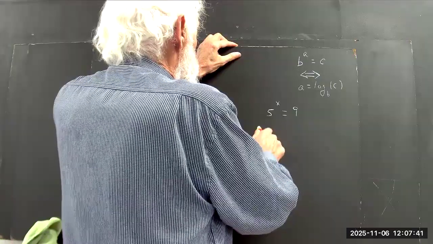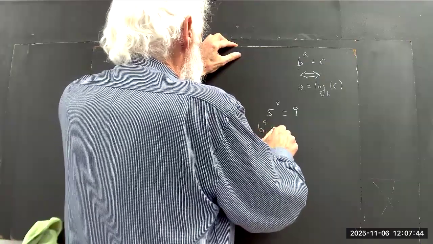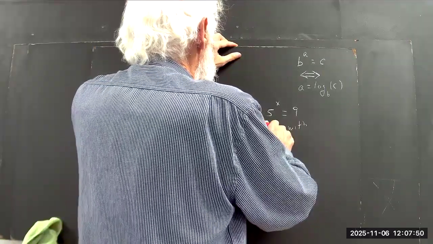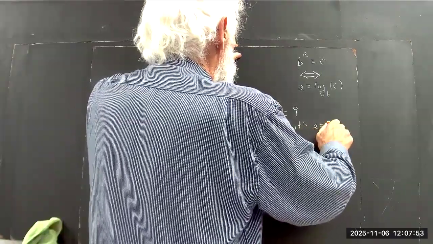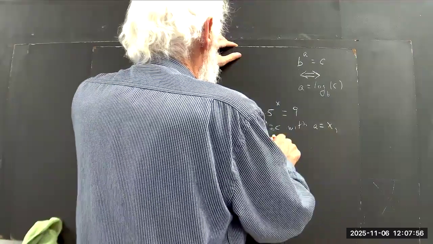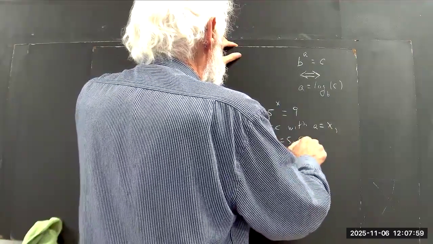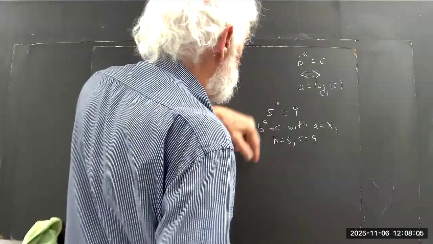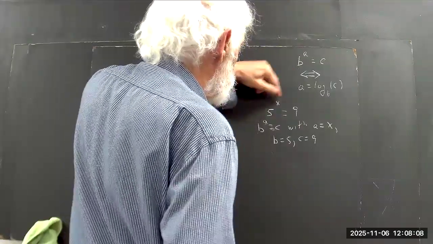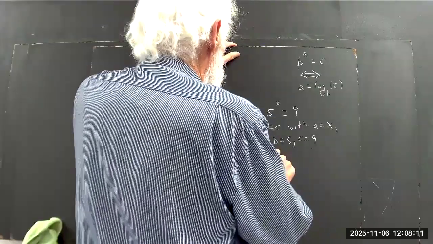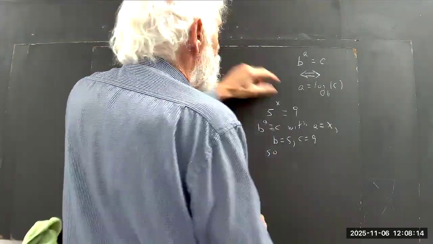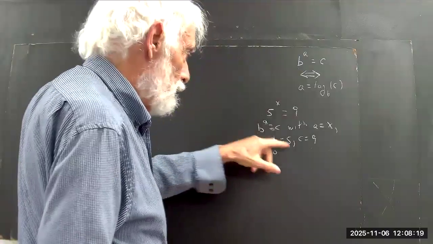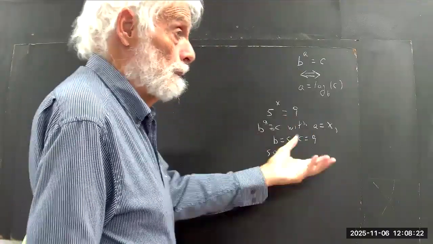Okay, here, this is B to the A equals C, with A equal to X, B equal to 5, and C equal to 9, because B to the A equals C, 5 to the X equals 9. B is 5, A is X, C is 9. We want to solve for X, we can then write this equation. Okay, so if you haven't identified your A, B, and C, next time identify them.